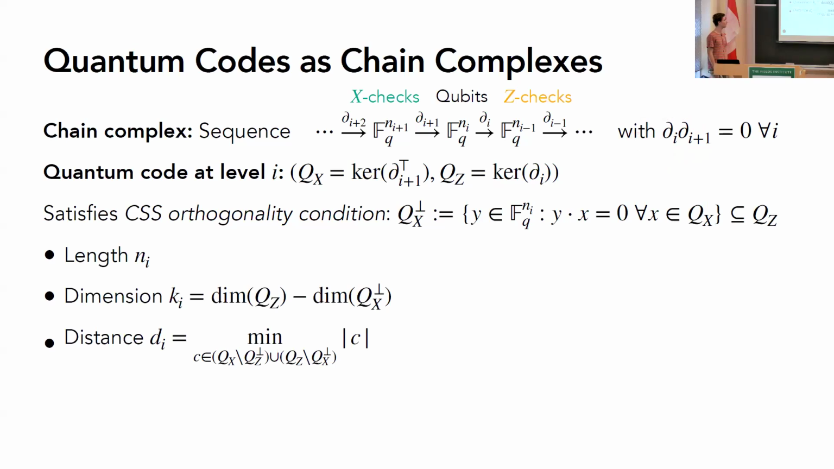And really, we should be thinking of this quantum code as kind of like a coset code. We should associate the quantum code with the quotient space Q_Z mod Q_X perp, or the kernel of delta_i modulo the image of delta_{i+1}. You can see the dimension of the code is literally the dimension of this quotient space Q_Z mod Q_X perp. And the distance is the minimum weight of any representative of a non-zero coset in Q_Z mod Q_X perp, or in Q_X mod Q_Z perp.